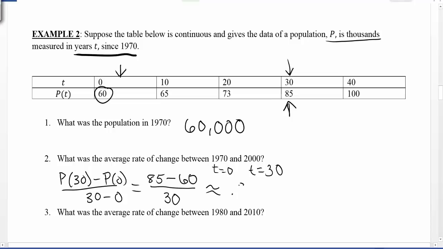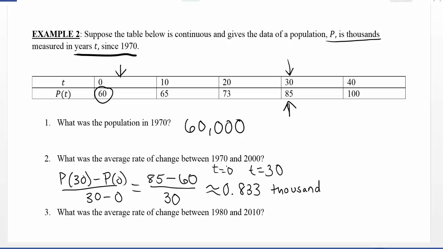So now, if we crunch that number, we are going to approximate this. This is going to be 0.833 thousand. Now, why did I say this was an approximation? Because when you crunch this number, you get 0.833 repeating, and therefore, you need to round it off somewhere. So it becomes a slight approximation. So we get 0.833, and we have to remember that population is in thousands. So we have to add the word thousand to remember what our units are in this particular problem. So that means that this population changed by 0.833 thousand per year from 1970 to 2000 on average.